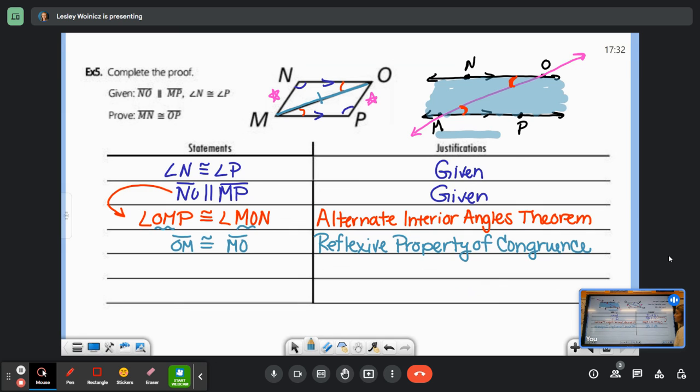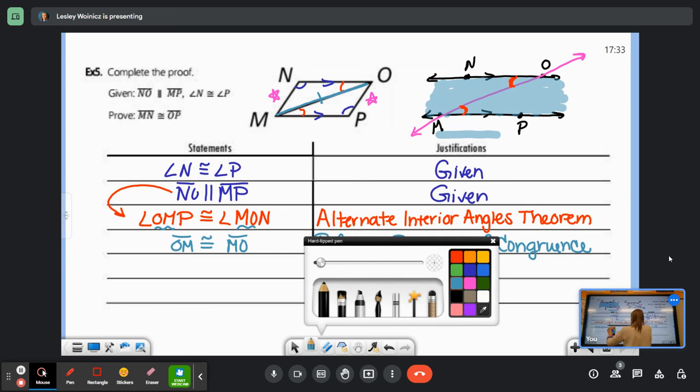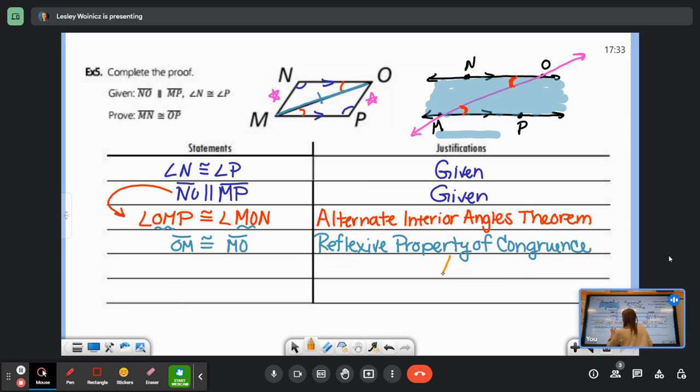All right, so it looks to me like I have angle, angle, side. Angle, angle, side tells me that triangle OMP is congruent to triangle MON. Now that I've got my triangles congruent, I know that all of their corresponding parts are congruent, not just the ones that I was able to figure out before.